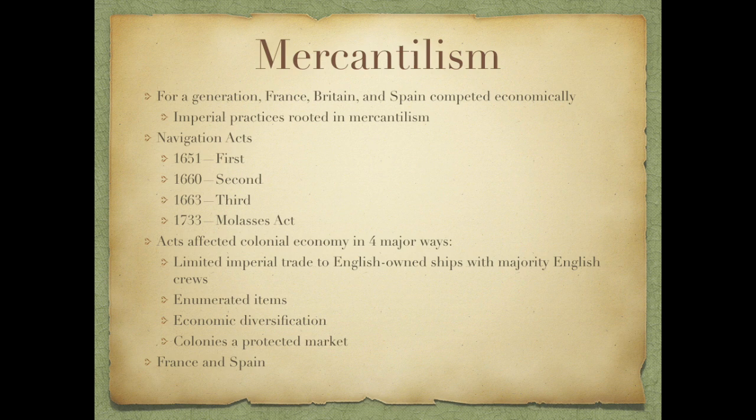Mercantilism also gave rise to what became known as a consumer revolution and made Britain the wealthiest nation in the Atlantic world. Economic development in France and Spain and their colonies was far less compared to British advances.